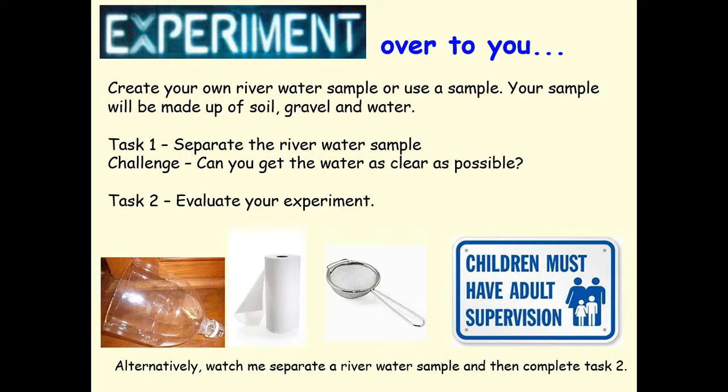This is an easy separation because this is science. It's about you thinking about processes and having a go and then evaluating how you could do it better if you did it again. Okay, so you can either create your own river water sample, follow your method, or you can watch me in the next video.